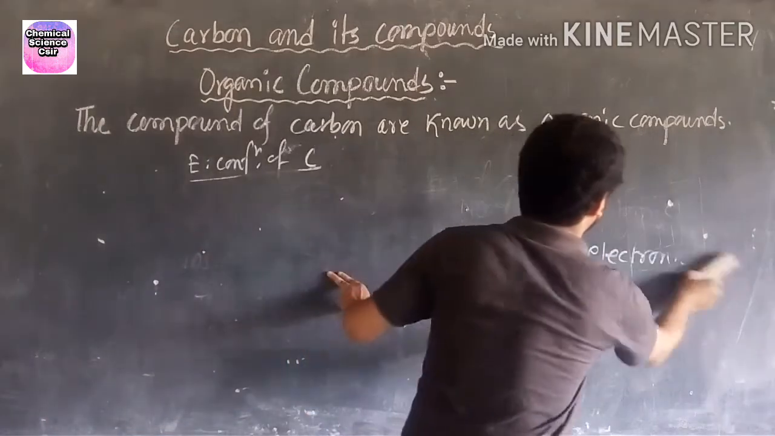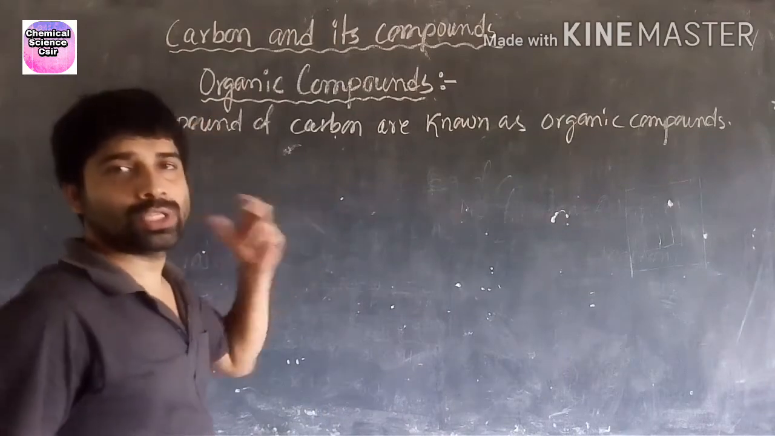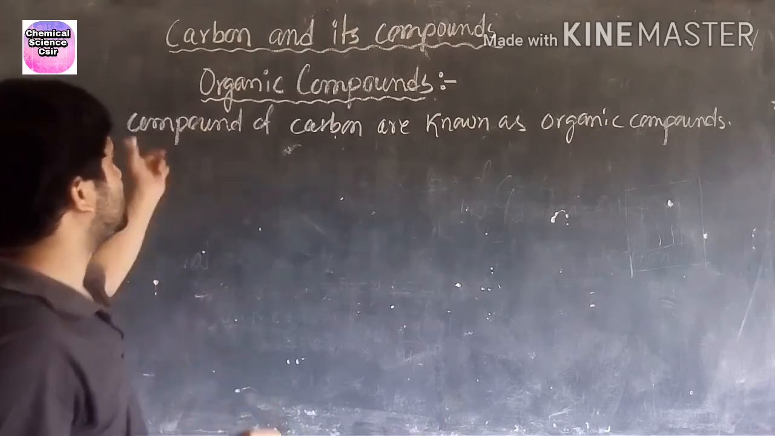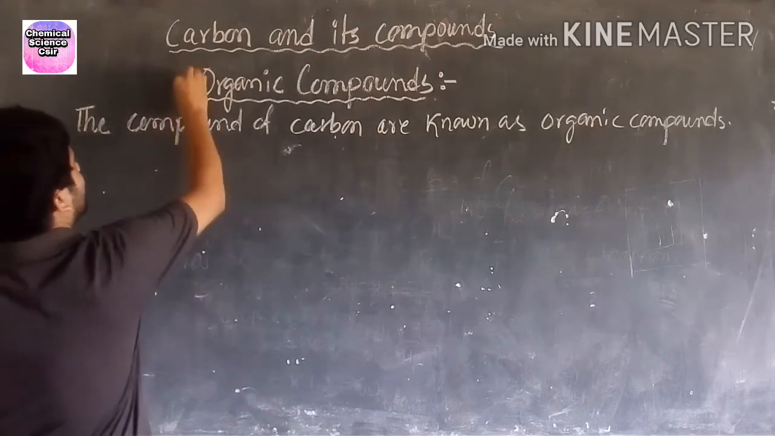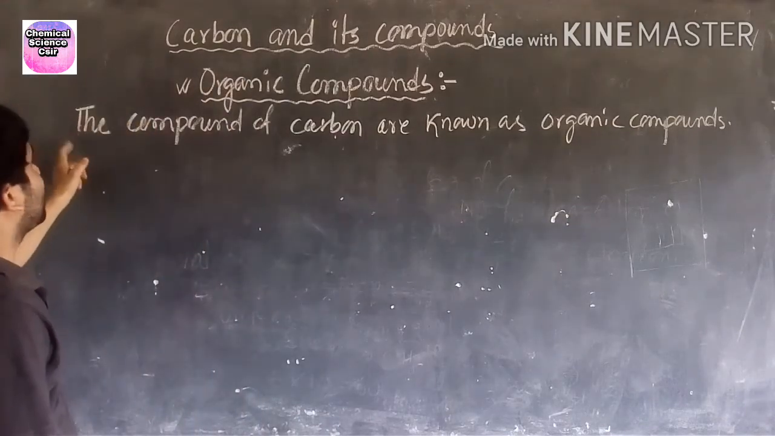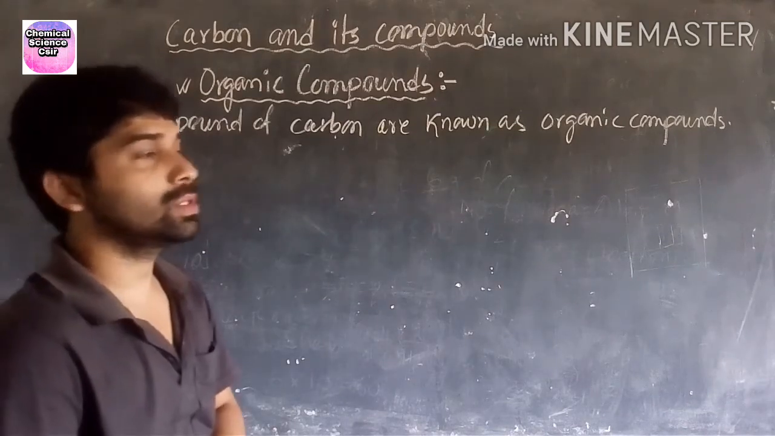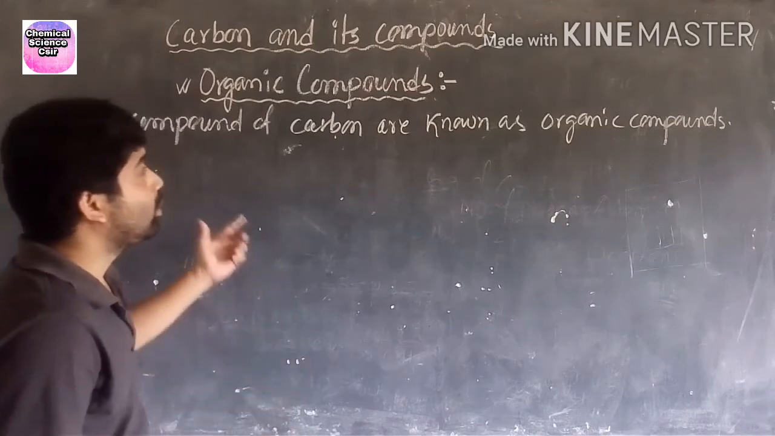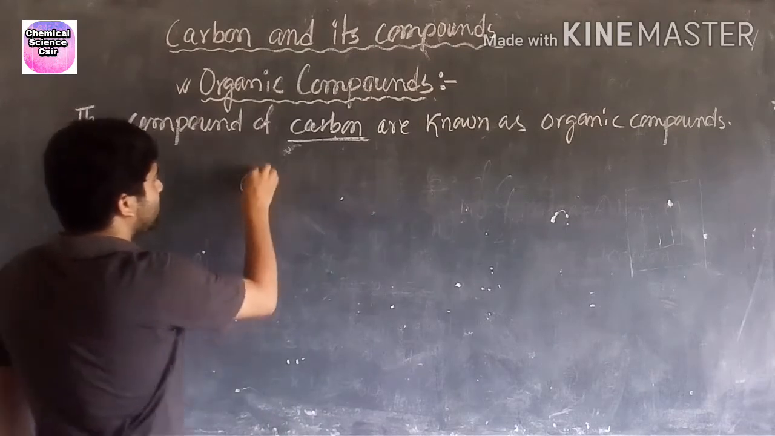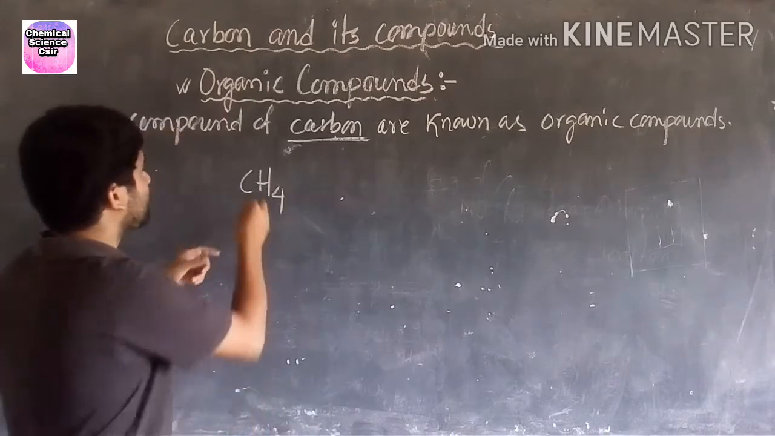Okay, so first of all, let's discuss this part. According to Lewis, how to represent with dots, the Lewis dot structure. First of all, organic compounds. You have to know this definition. What are organic compounds? The compounds of carbon are known as organic compounds. One example is methane, CH4. This one is called methane.